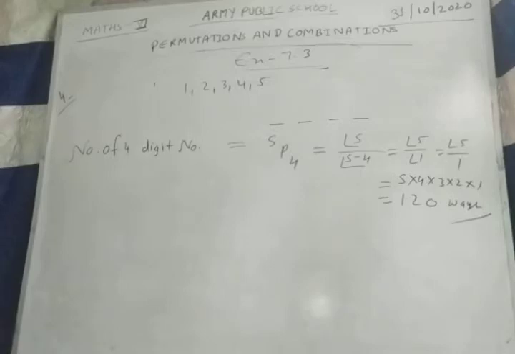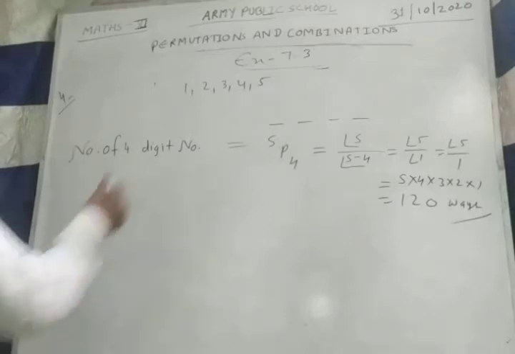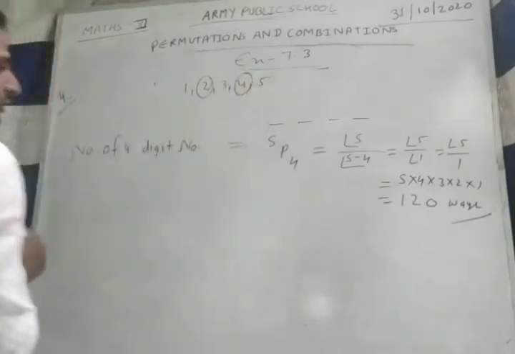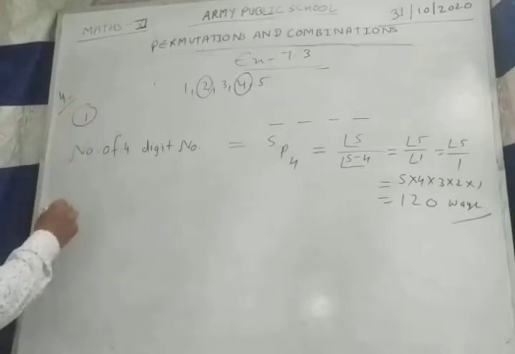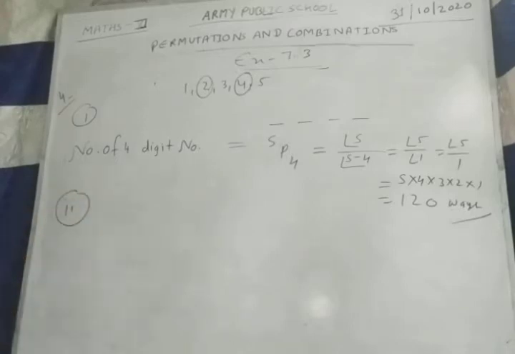Now the second part of the question is, how many of these will be even? So the even digits are 2 and 4. The question is saying how many. This is the first part of the question, and the second part is saying how many of these will be even. This is the total. So the number of even numbers will be what? If we take 2 at the unit place, then how many places remain?